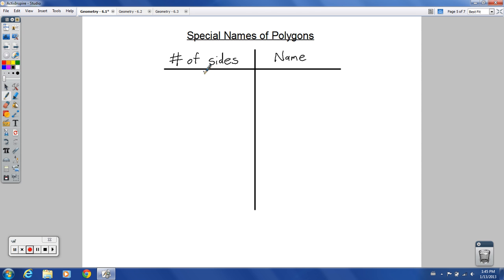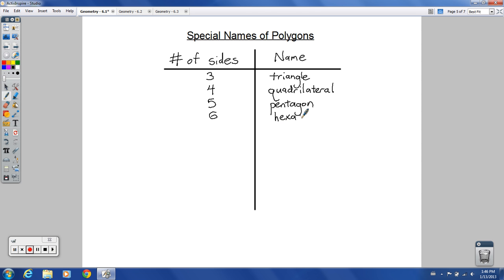So if you have 3 sides in a polygon, a 3-sided polygon is just called a triangle. 4-sided, see if you can guess it before I write it down, starts with a Q. You say quadrilateral, you got it. A 5-sided polygon is called a pentagon. Very famous government building that we have in the US here. A 6-sided polygon is called a hexagon.